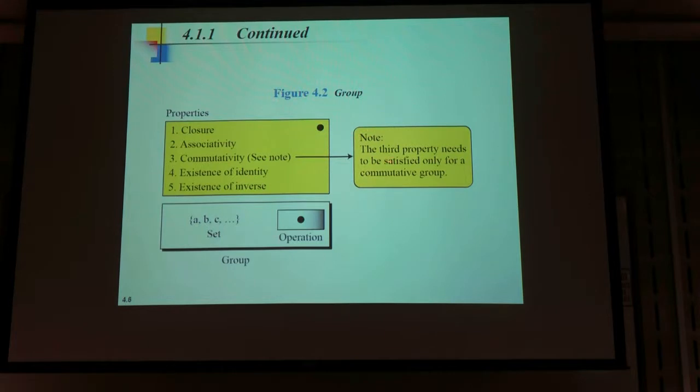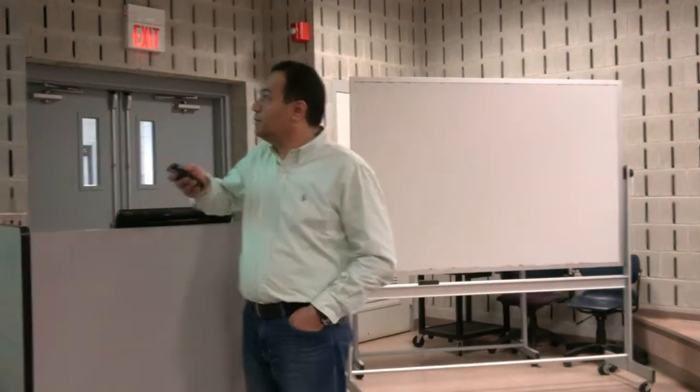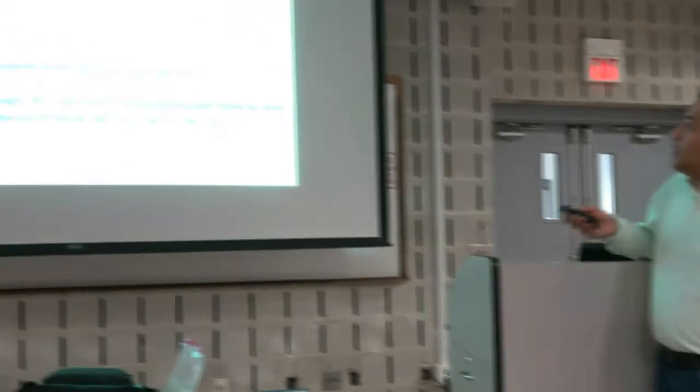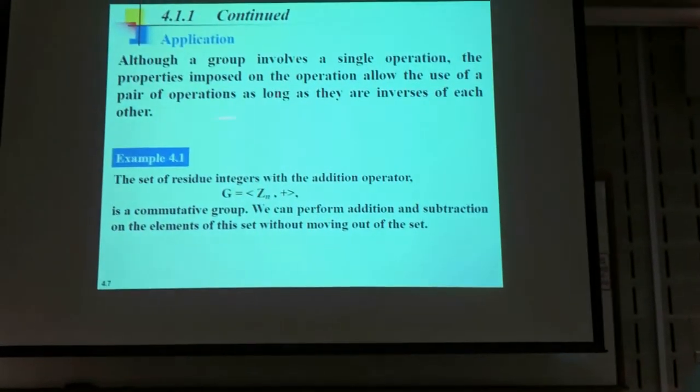So we have to note that the third property, commutativity, needs to be satisfied only for commutative groups. So if you don't have this, number 3, we still call it a group, but we don't call it a commutative group. So we have group and we have commutative group. All right? Are you aware of that? All right.